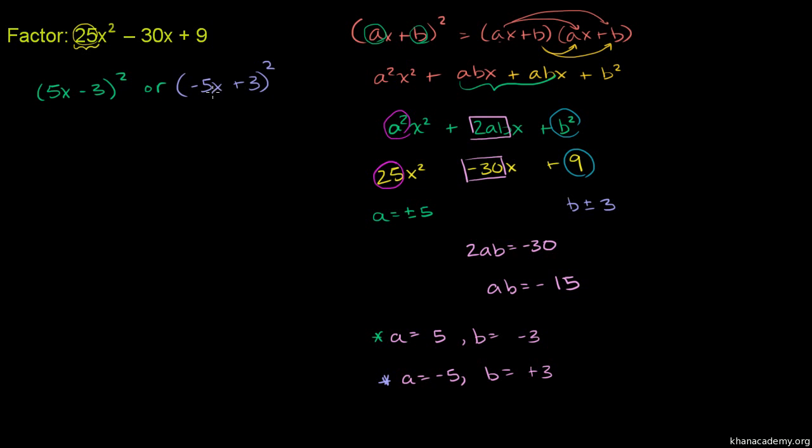Well, remember, this negative 5x plus 3, we could factor out a negative 1. So this right here is the same thing as negative 1 times (5x minus 3), the whole thing squared. And that's the same thing as (negative 1) squared times (5x minus 3) squared. And negative 1 squared is clearly equal to 1. So that's why these are the same thing. This comes out to the same thing as (5x minus 3) squared. So either of these are possible answers.